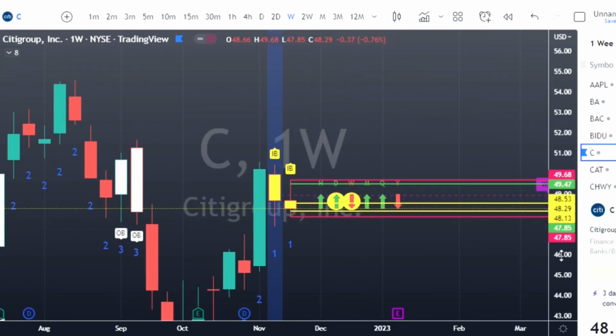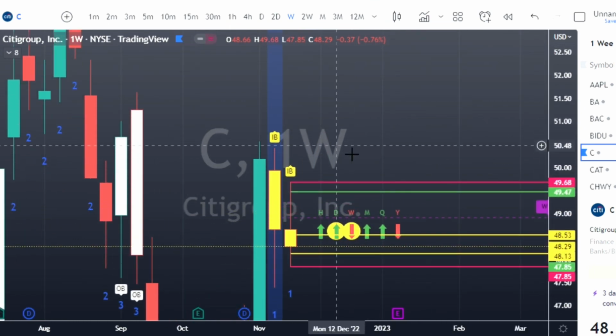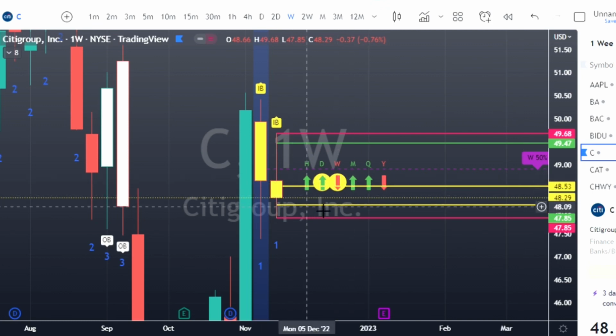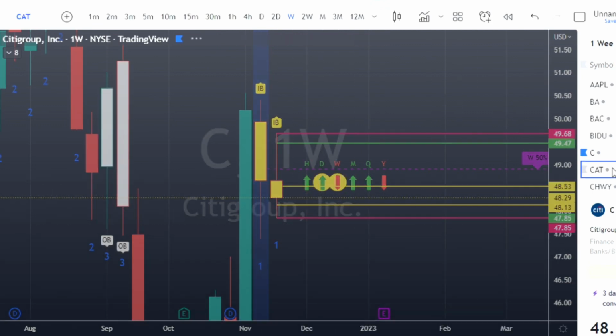So Citigroup on the day, those two pink, two yellow lines, that's my inside bar. We're looking for a break to the high side or the low side to break out of the inside bar on the day. And then we've got the inside bar on the week. So if we trend down, we trigger the day, we are likely going to trigger the week.